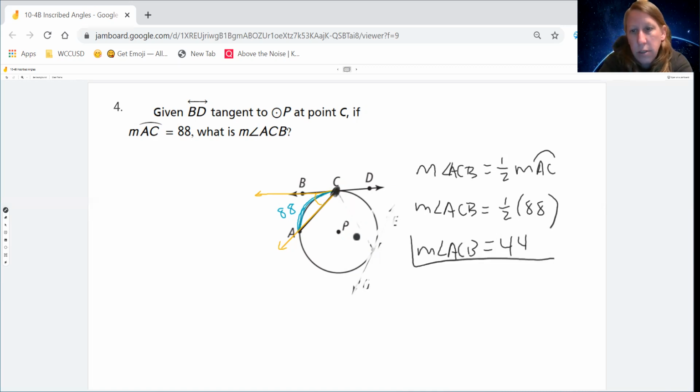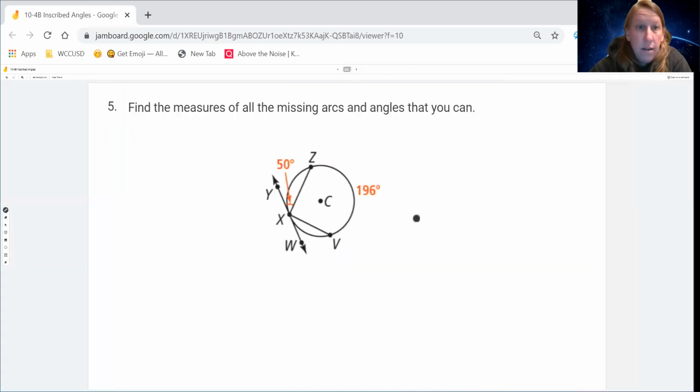You want to practice your good syntax, get ready for Algebra 2. This would be a good way to practice. All right, moving right along, halfway there. Ooh, I like these more open-ended. Find all the missing measures and things that you can find.